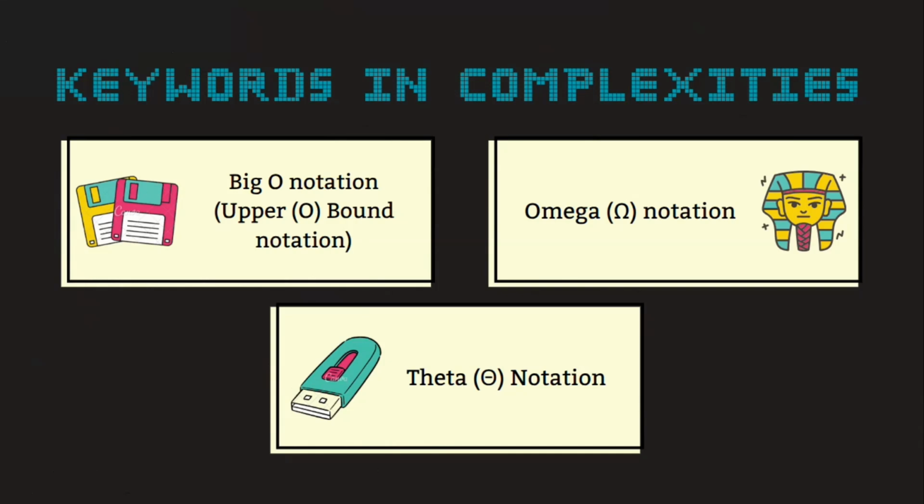Theta notation provides a tight bound on an algorithm's time complexity. It denotes both the upper and lower bounds, indicating the exact growth rate of the algorithm. For example, if an algorithm has a time complexity of theta n, it means that the algorithm's running time grows linearly with the input size and is both the best and worst case scenario.